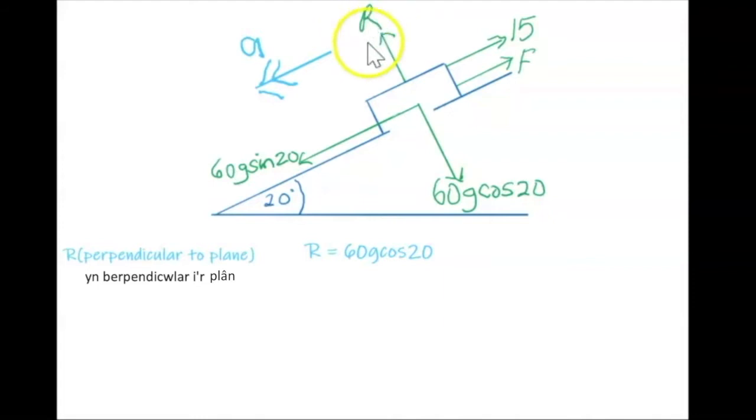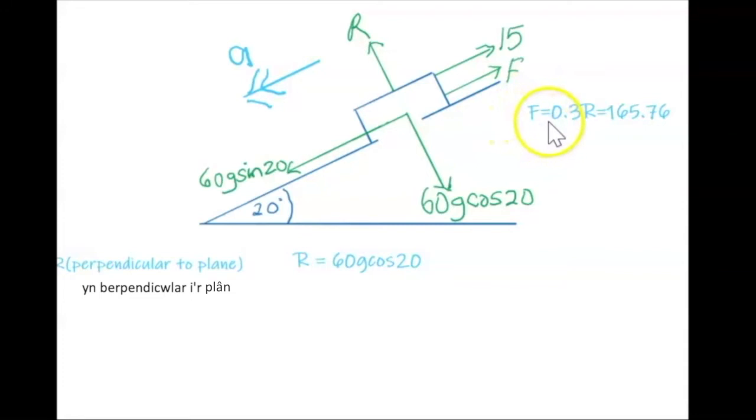We need to know R because there is friction, but the friction must be the maximum friction because we know it's moving down the plane, so it's used all the potential friction it has to try and stop it moving down the plane. So we will be thinking that F equals μR is the maximum friction. So the friction force, which is maximum, which is μR, is 0.3 times R, but we know R is 60g cos 20. If we type that in, we get the friction force is 165.76.